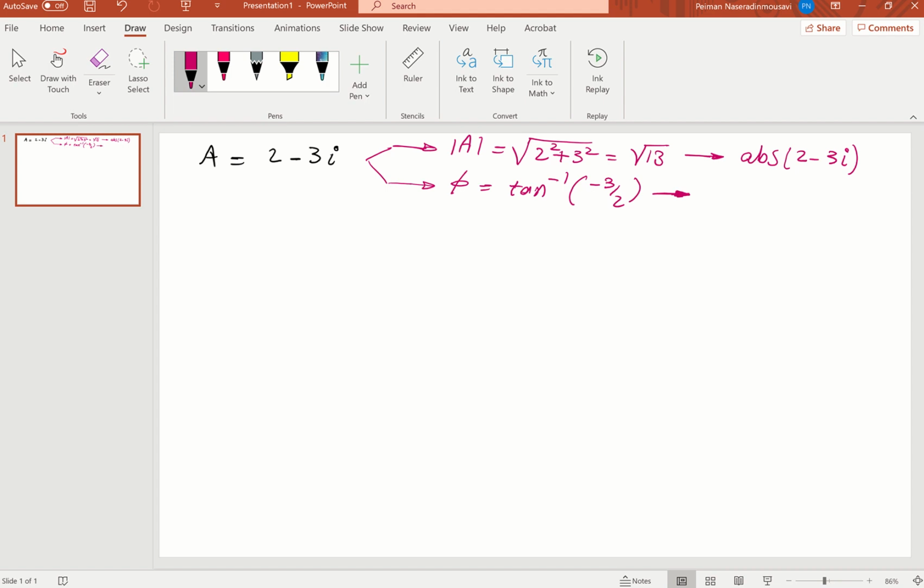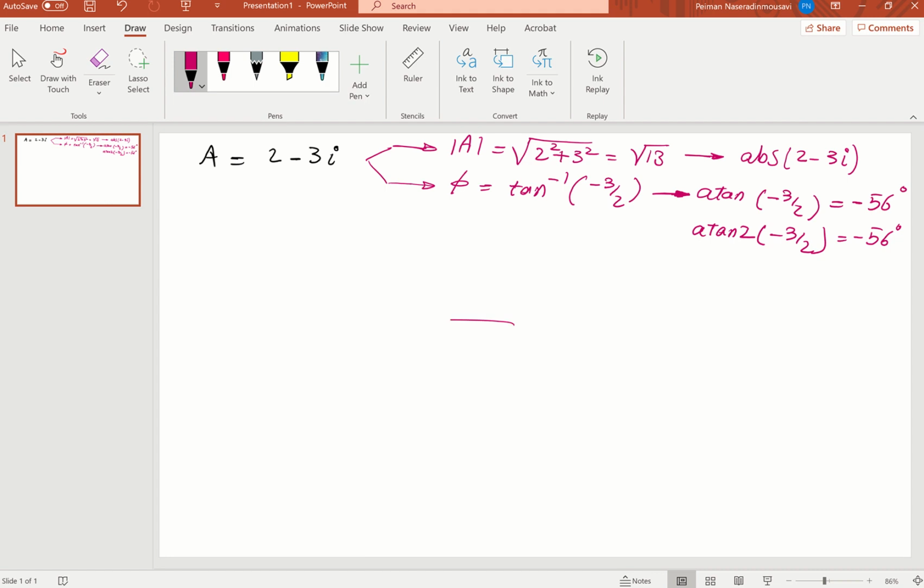So this is atan in MATLAB, minus 3 over 2. And I told you if you want to have the proper judgment about the quarter and the unit circle, you have to use atan2 of minus 3 over 2. In both cases, we got minus 56 degrees. Remember in the previous class? That's on YouTube.